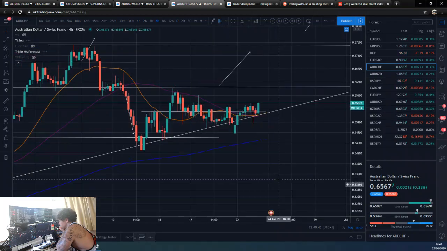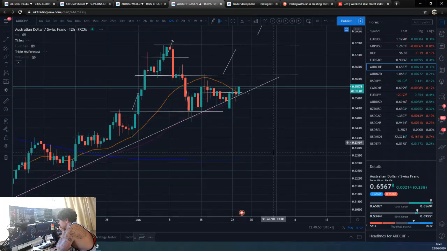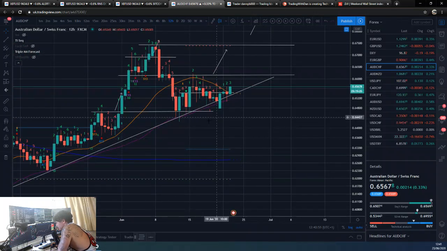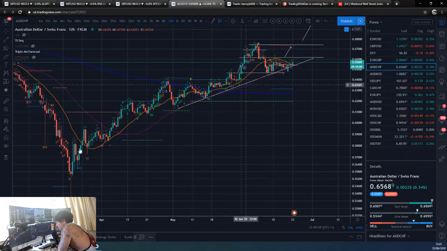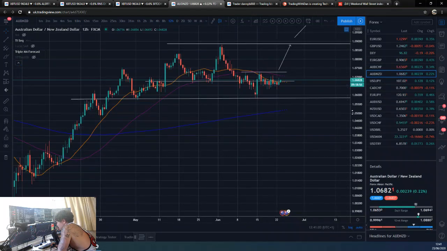4-hour, do we have anything TD wise? No, we won't have anything TD wise on the 4-hour. 12-hour, anything TD? We won't either. But yeah, so nothing really. We just got a nice trend line, a nice pattern, a nice overall bullish trend, and what may be a nice move up. Aussie dollar, New Zealand dollar.